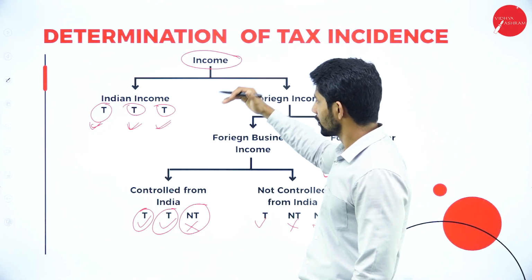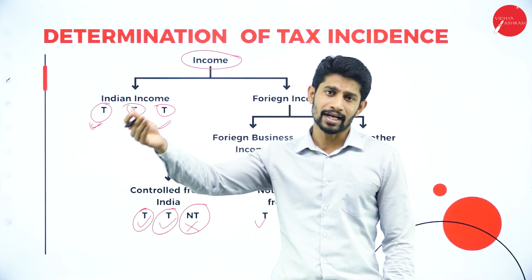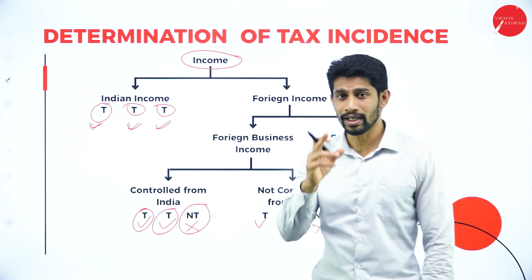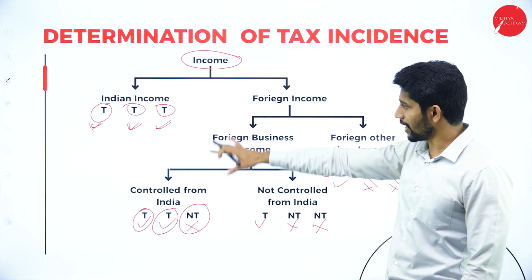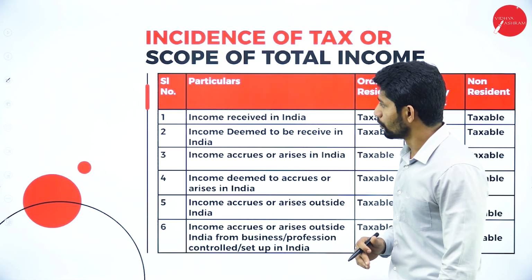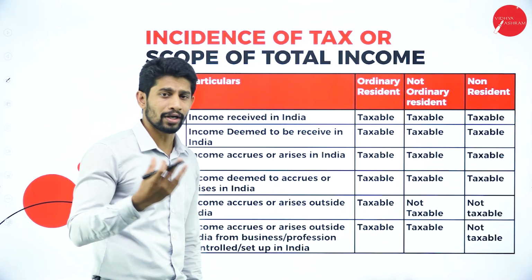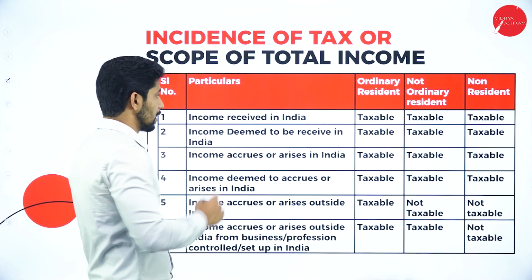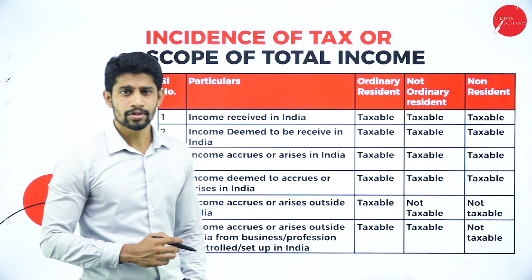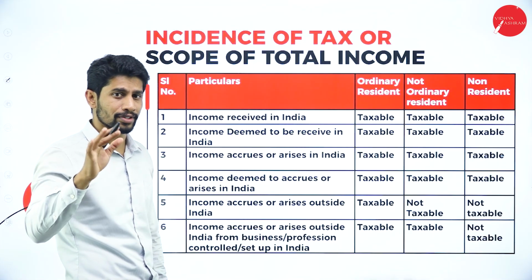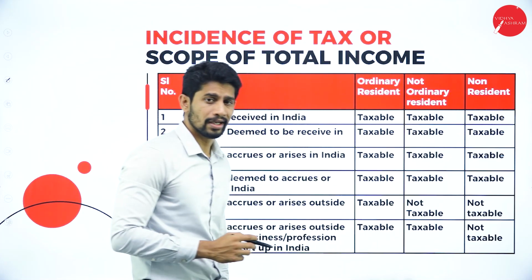So based on the source of income, we determine whether it is taxable in all three heads, in only two heads, or in only one head. By using this chart, you can easily solve the problem. Moving further, here we have a few incomes, and we check whether each is taxable or not taxable. Before that, this is the format we are supposed to use in order to calculate the gross total income of an individual person. Particulars: ordinary resident, not ordinary resident and non-resident.